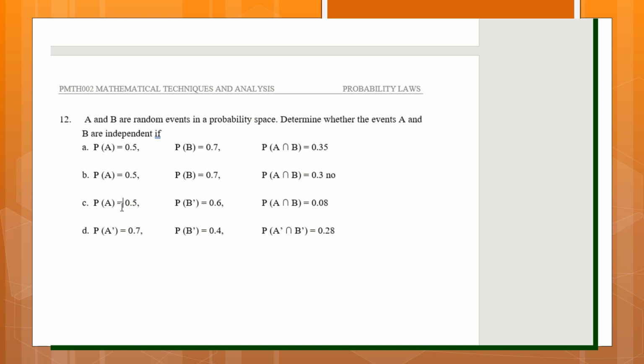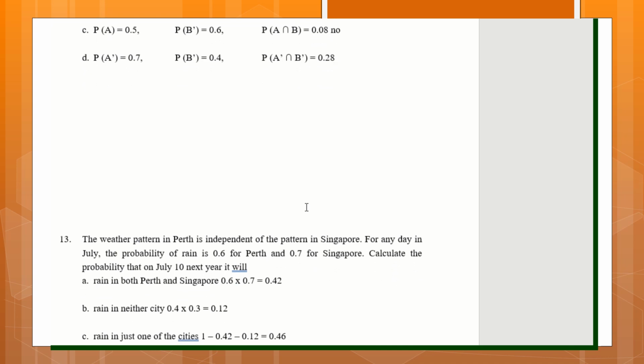Here, 0.5. Okay, you want B, right? So B is 0.4, correct? B prime is 0.6, the probability of B is 0.4. So 0.5 times 0.4 will give you 0.2. So this is also no. Probability of A will be 0.3, probability of B will be 0.6. But here it is A prime intersection B prime, so you just multiply these two. 0.7 times 0.4 is 0.28. So yes, it is independent. That is how you prove it.